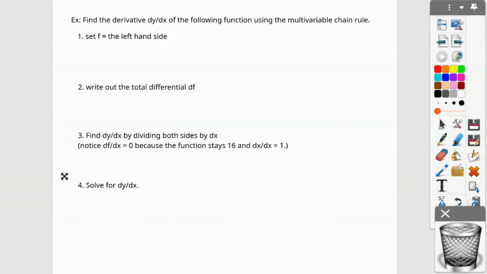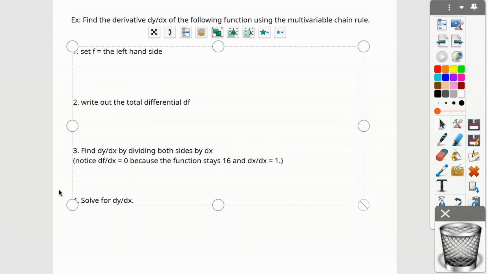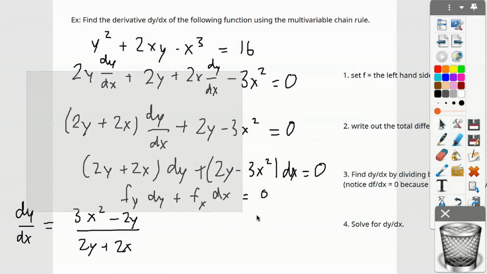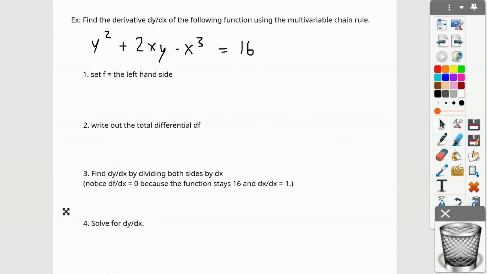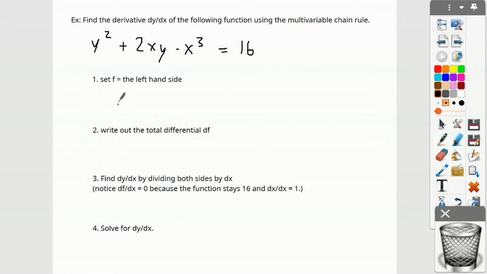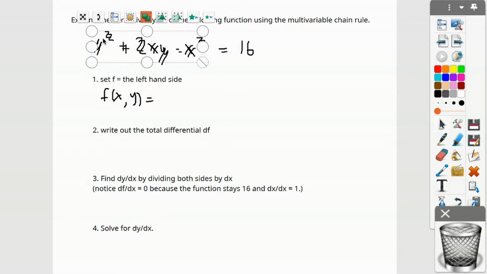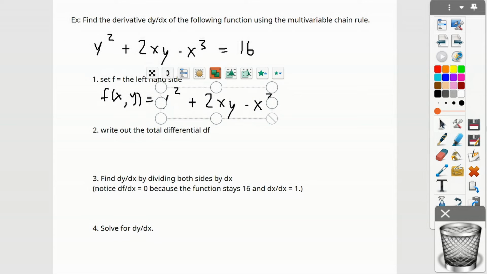Set f equal to the, oh gosh, wait, I erased the original function. So erase that. Set f equal to the left hand side. So f sub xy is equal to this. Now write out the total differential df, which we just wrote.